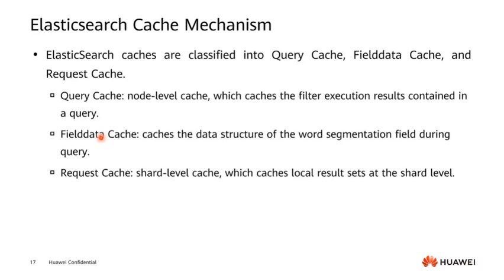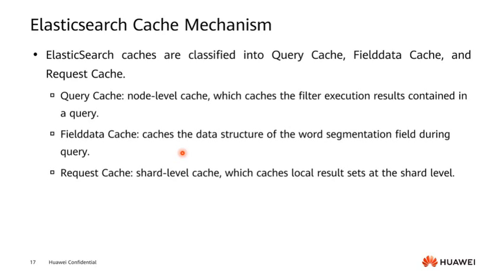Secondly, field data cache. When aggregation, sorting, or script access is performed on a word segmentation field for the first time, the field data cache is loaded. The cache is at the segment level. When a new segment is opened, the old cache is not reloaded. Instead, the field data cache corresponding to the new segment is directly loaded to the memory. Loading field data cache is an expensive operation.